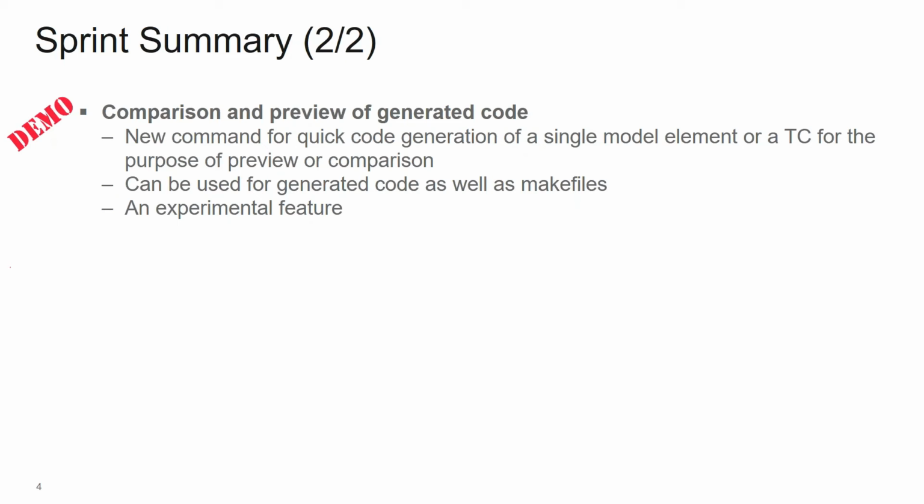The purpose of this command is to give you a way to get a preview of what the generated code for a model element will look like, or maybe more importantly, be able to compare two versions of a model by looking at the changes at code level. And it works both for generated code as well as for makefiles, so it can also be a good tool for troubleshooting in case you have some unexpected behavior.